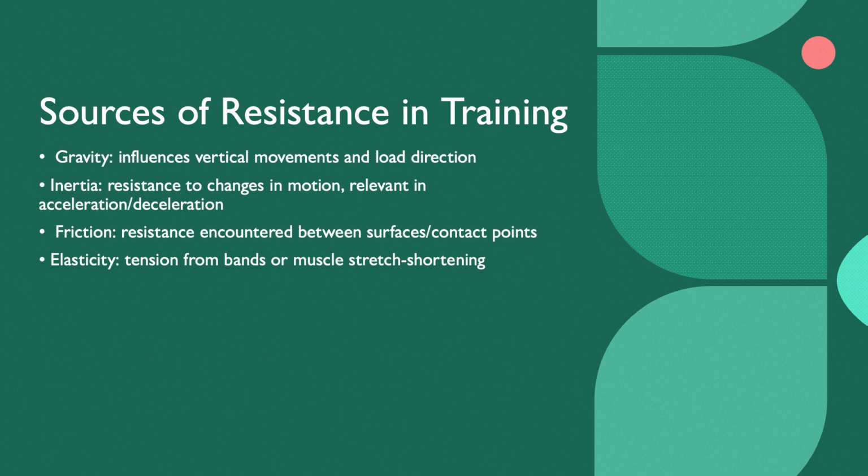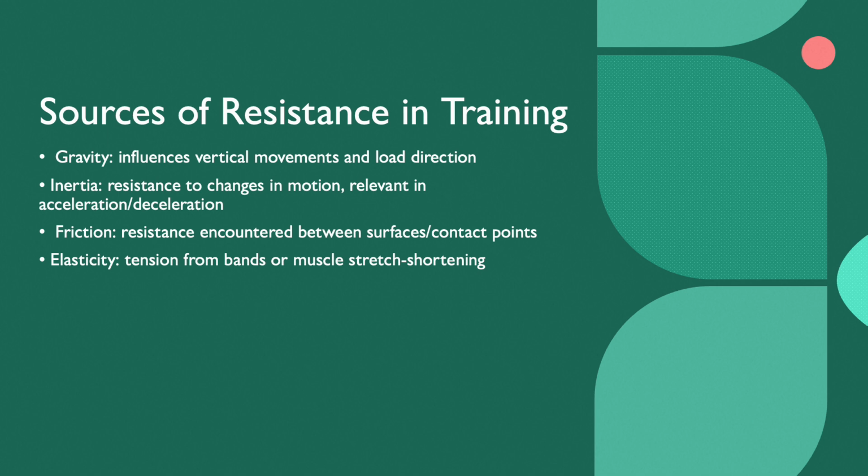Sources of resistance in training. Exercise is defined by the forces we work against. The main source of resistance that we work against is gravity, which influences vertical movements like lifting a weight upward against its pull. In that, we have to take into account inertia, the resistance to change in motion. These all matter in explosive lifts, or like when we're trying to start something or stop something quickly.